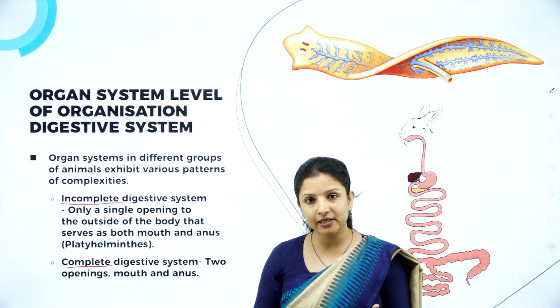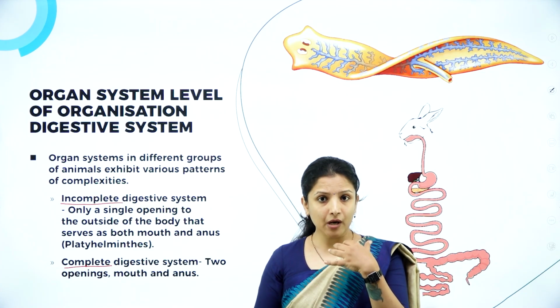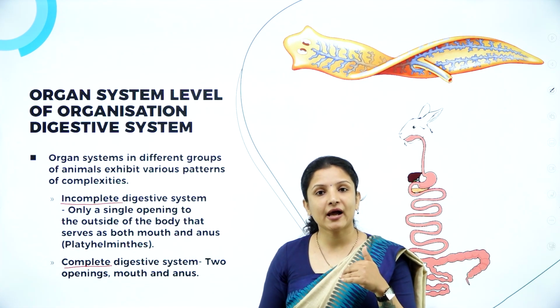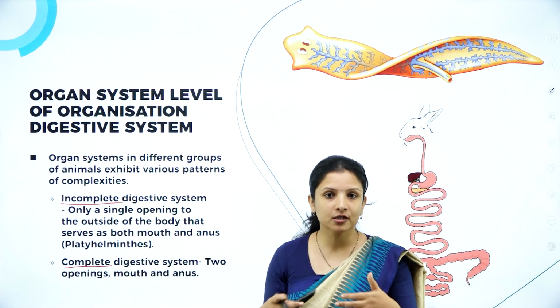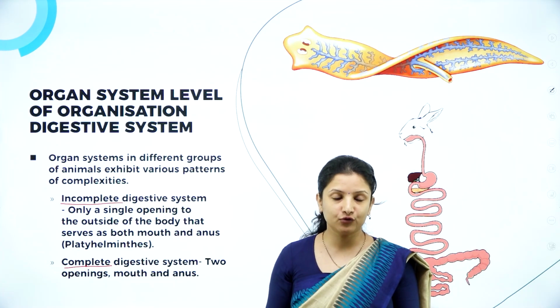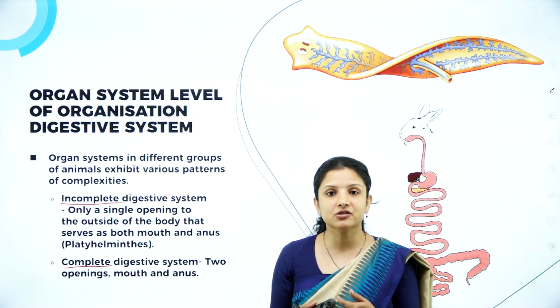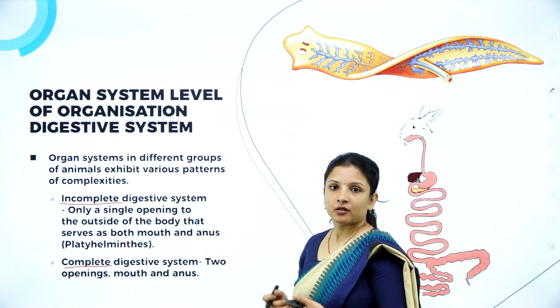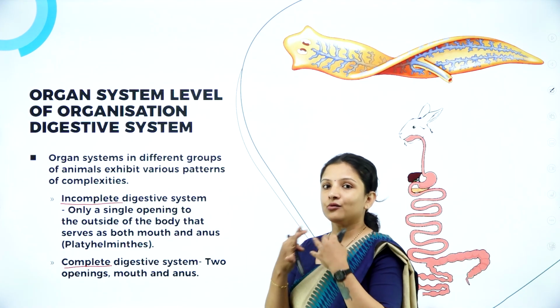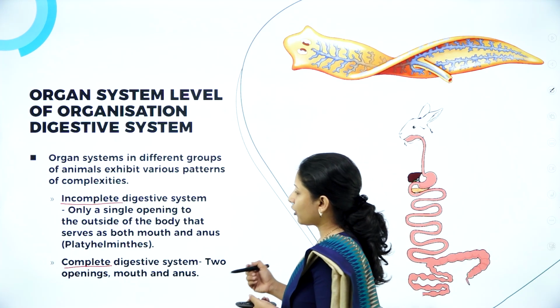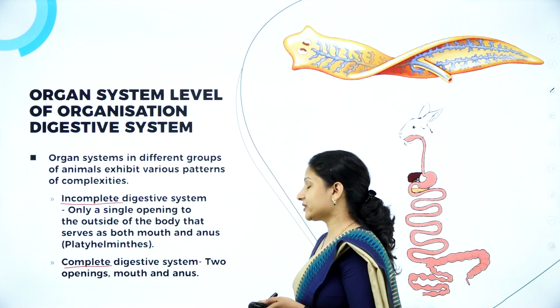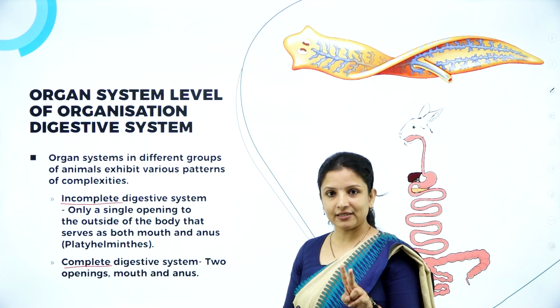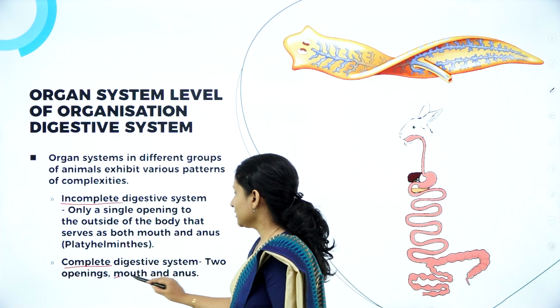But in we human beings, we have the mouth to take in food, and we have the anus through which the undigested food comes out, or the excretory product comes out. So that is why we cannot be put under platyhelminths. So based on that is how classification is done. Now talking about the complete digestive system, wherein two openings are there, that is the mouth and the anus.